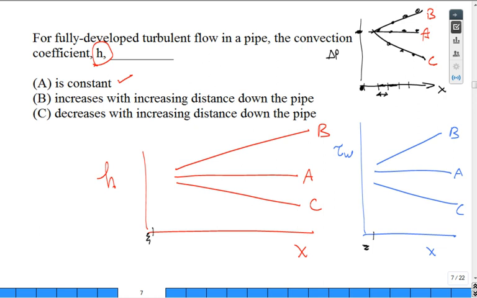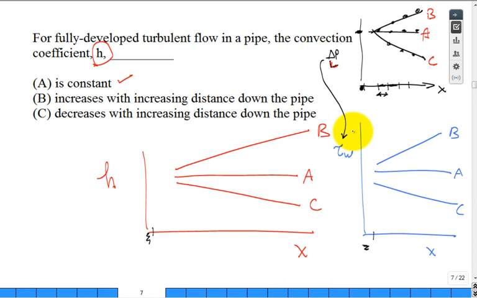Is this pressure drop per unit length proportional to the wall shear stress? Yes or no? Out loud. Yeah, we showed that before. So if you're consistent with yourself, if you picked A in the first one, you should have picked A in the other.